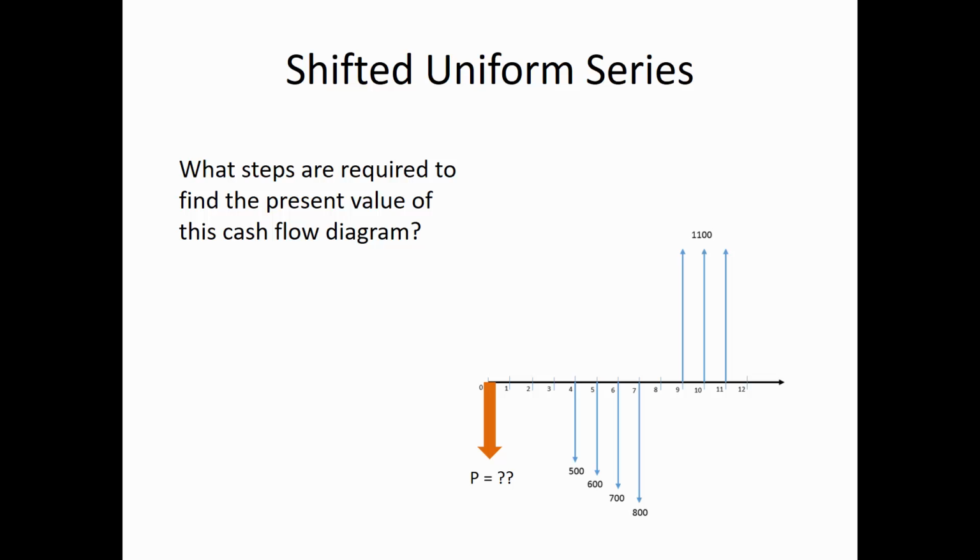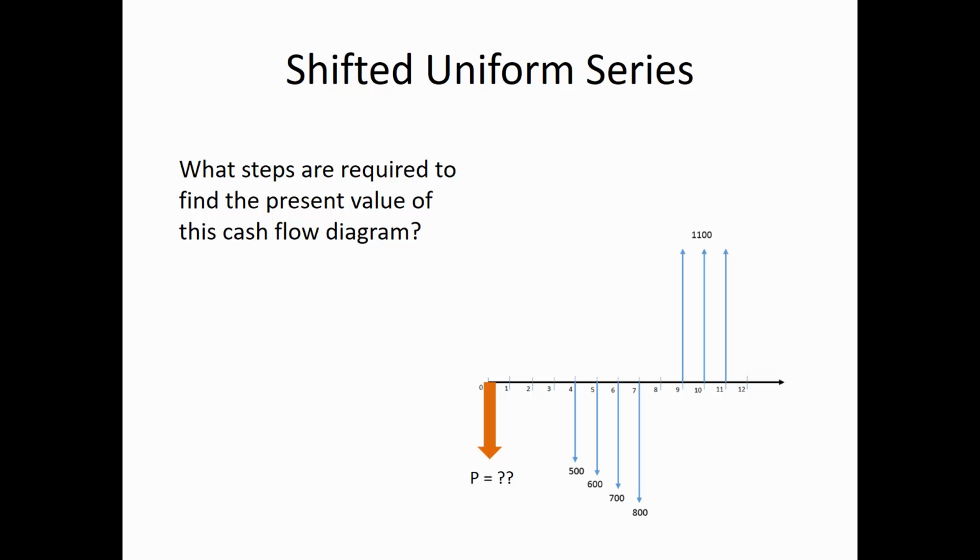Okay, so let's just go through what steps would be required to take this cash flow diagram, all of it, to the present. And right now there's no amount already at the present. And so if we look at what's happening, it seems like in years 9 through 11 we're going to receive an inflow of $1,100, and then in years 4 through 7 there's both an annual series and a gradient that's happening.